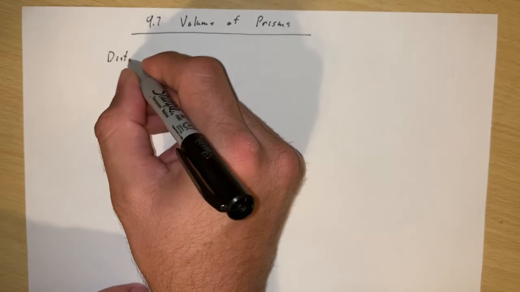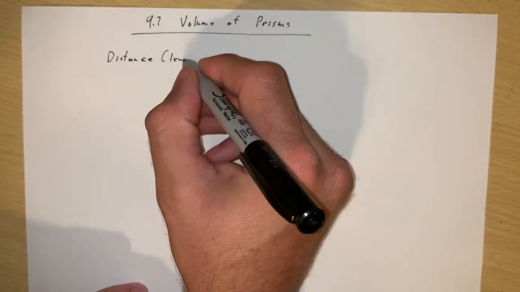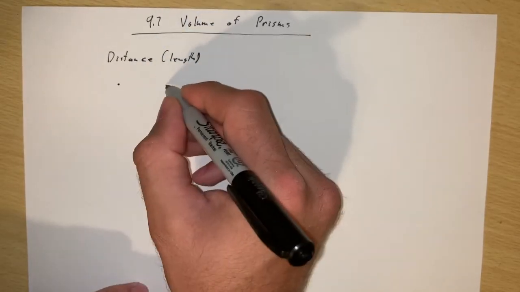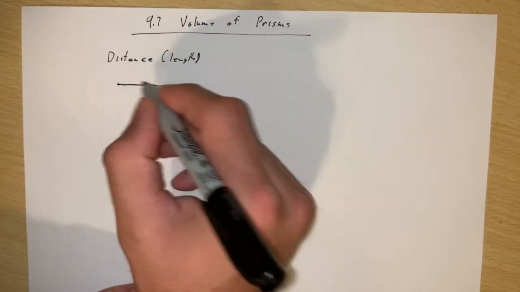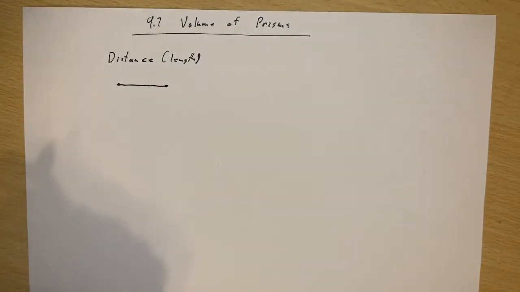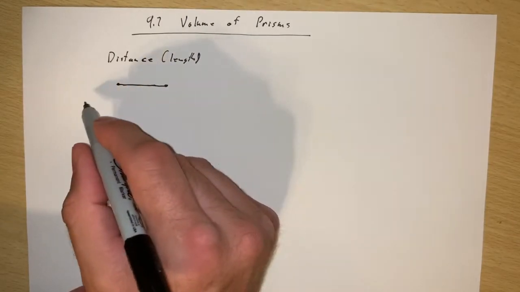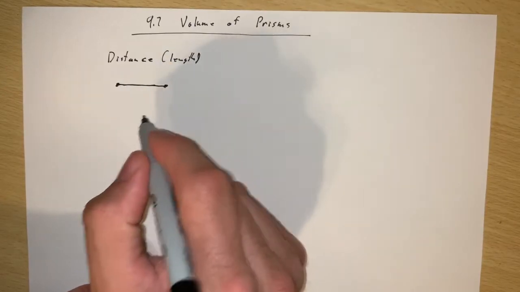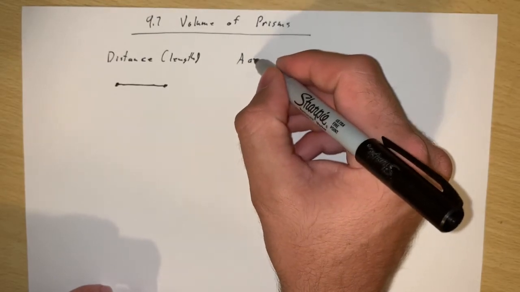So distance is a length. It's the amount of distance or length between 2 points. That is distance. It's a straight path between 2 points. It's like a line segment. It has no thickness. It has no height. It has no depth. It has only one measurement from one point to another. That is distance. The next thing we learned about was area.